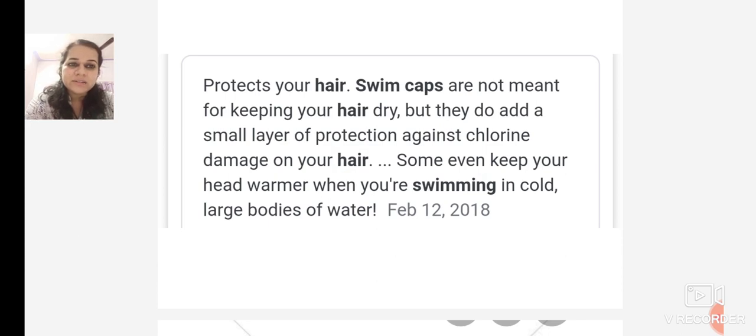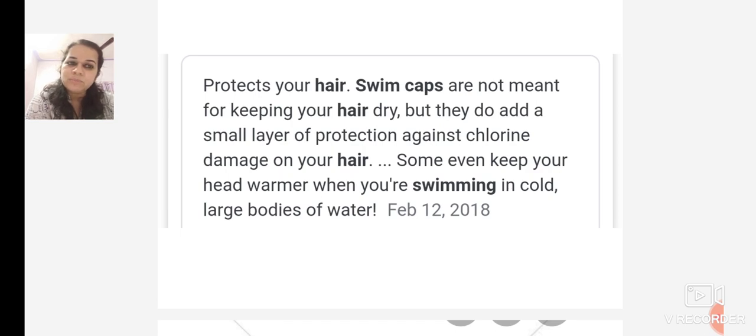Swim caps are not meant for keeping your hair dry, but they do add a small layer of protection against chlorine damage on your hair. Some even keep your head warmer when you are swimming in cold, large bodies of water. Now, when is it compulsory for everyone to wear a swimming cap when you go swimming?